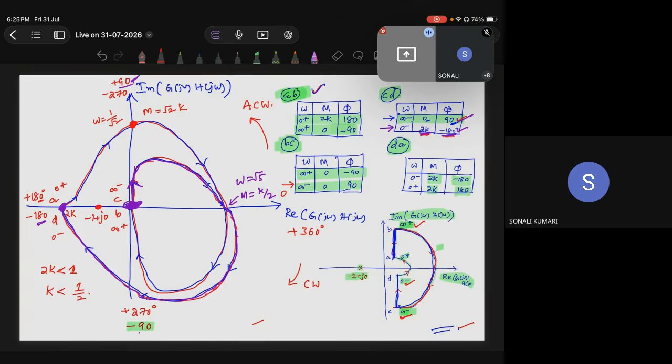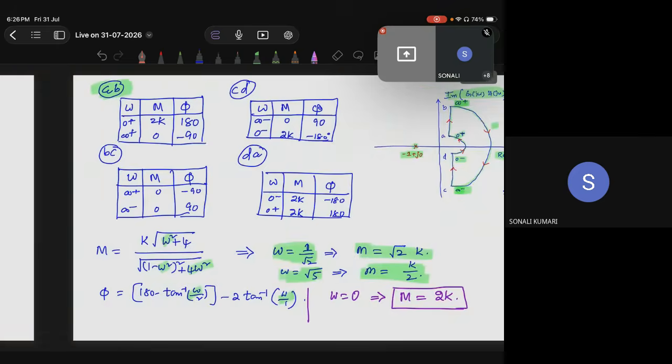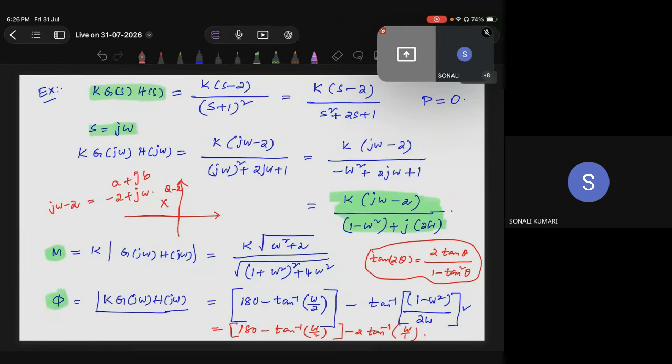Now come to the final stage. We wanted to check the stability. What is our equation? N is equal to P minus Z, correct? So what is P here? P is the number of open loop poles on the right hand side. From the given problem, how many poles do we have? 2 poles, -1 and -1. They are on the left hand side, so P is equal to 0.